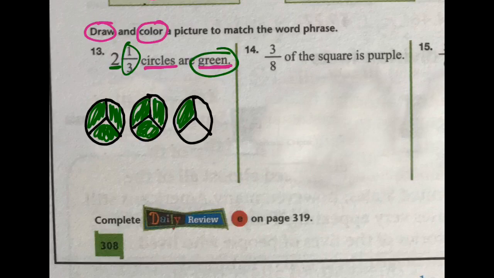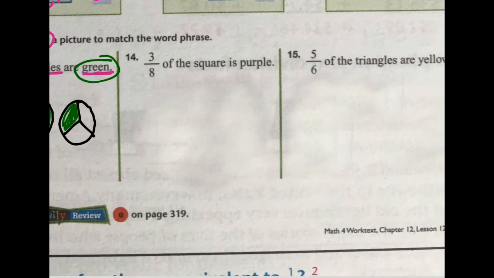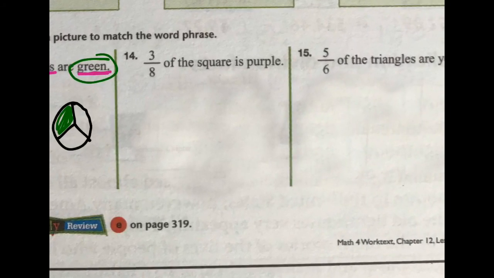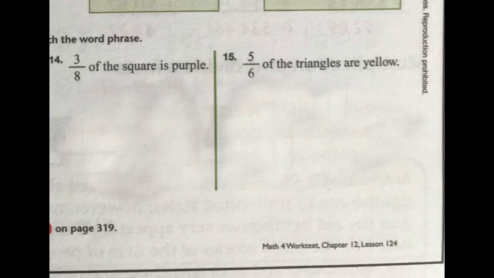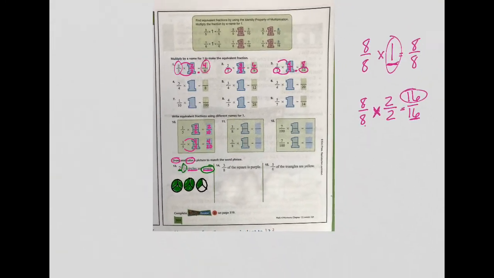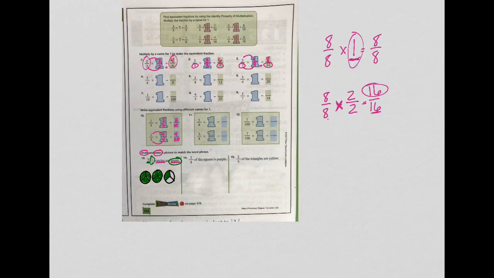Okay. So number 14 says 3/8 of the square is purple. Okay. So you'll need to pay attention to that. And then 5/6 of the triangles are yellow. Okay, so you will finish this page and then turn it in. And also your homework page 225. All right, that's it.